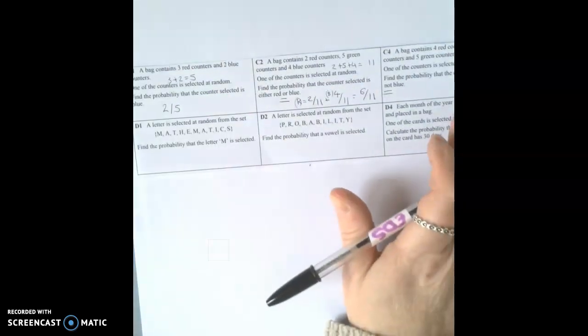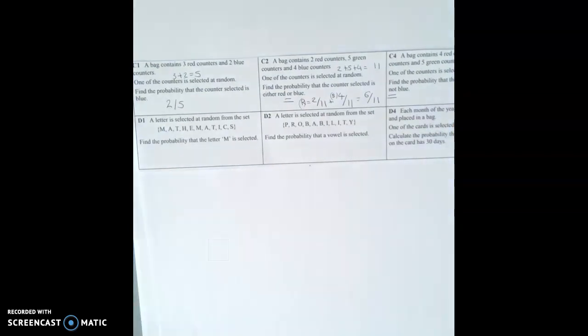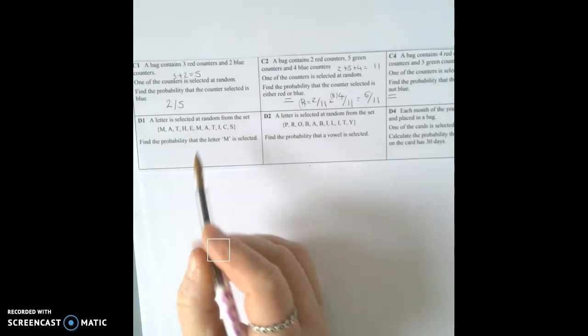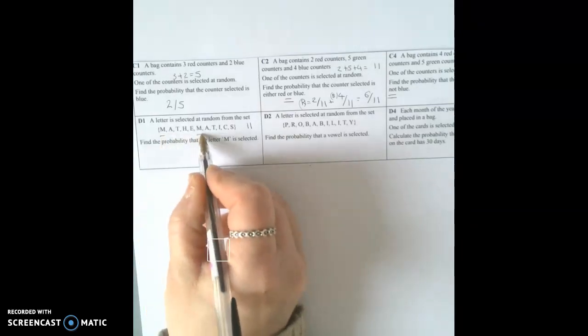So the next question says, a letter is selected at random from a set of letters. Find the probability that the letter M is selected. So how many letters are there? And there are 11 letters. How many ways can we pick an M? 2 ways. So the answer is 2 out of 11. There are 2 ways of picking an M out of the 11 letters.